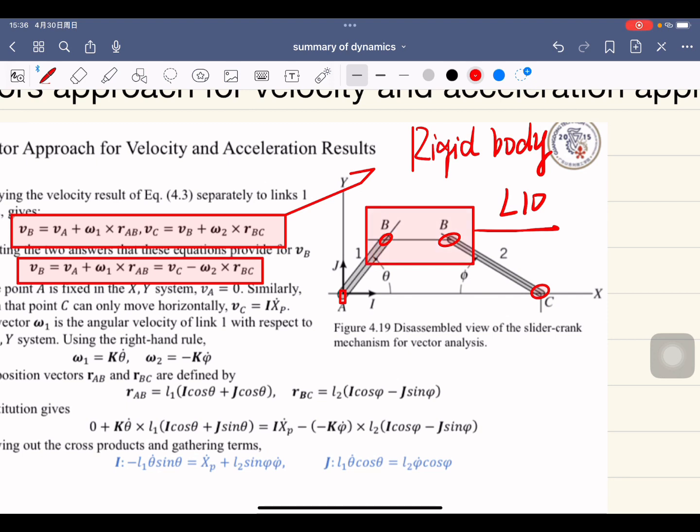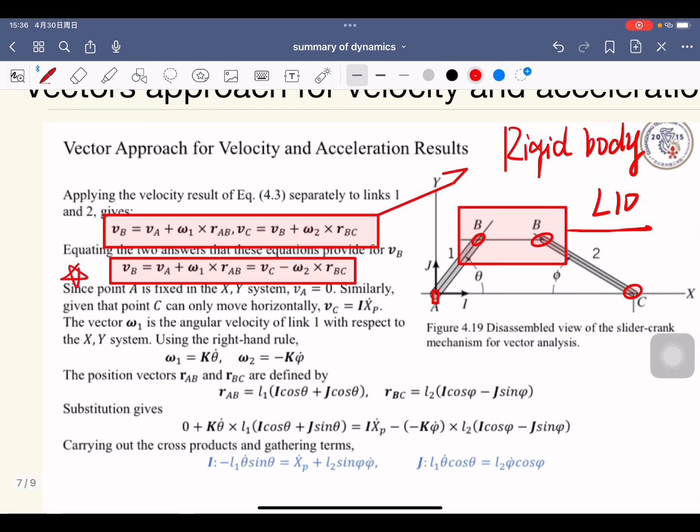So with this same point, you can create the equilibrium or the equal functions for all of them, right? And VB will equal VA plus omega 1 cross product RAB. And it will also equal VC minus omega 2 cross product RAC, okay?